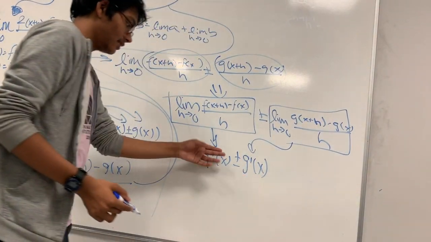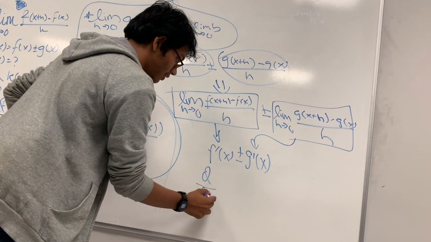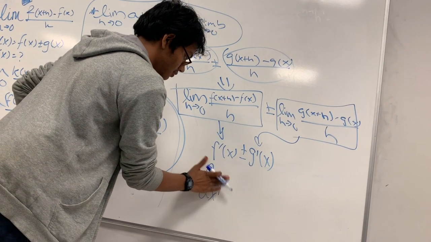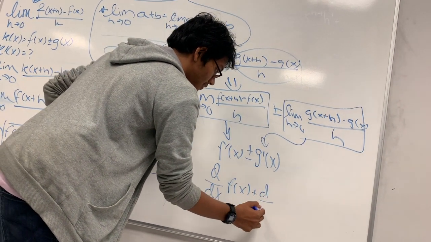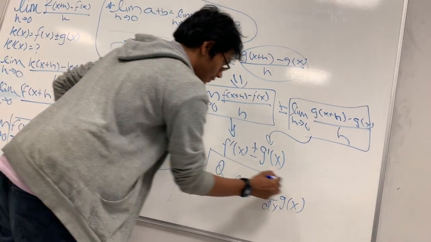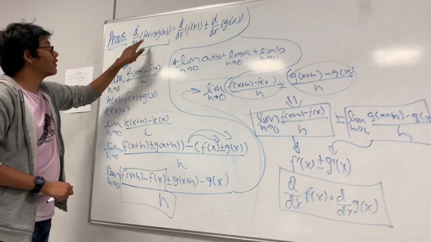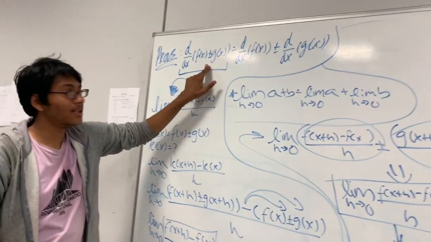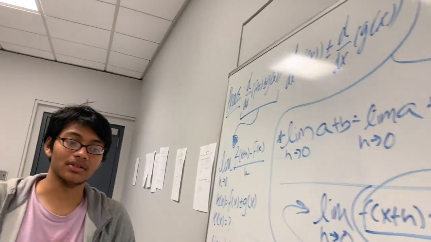And thus, we can actually rewrite this with even better notation. d over dx of f of x plus d over dx of g of x. And we have just proven that the derivative of the sum of two functions is equal to the sum of the derivatives of the two functions.